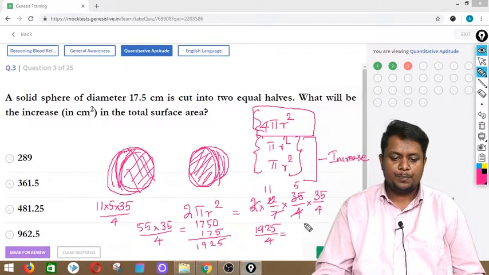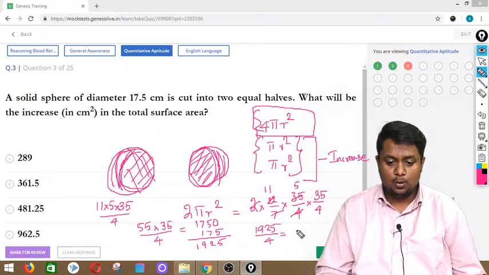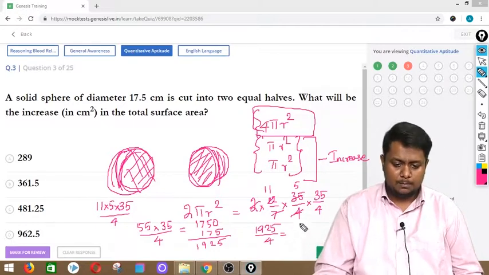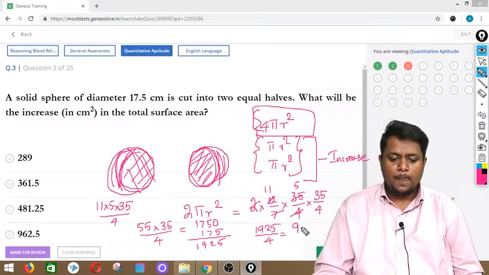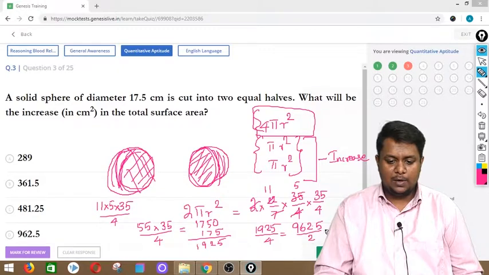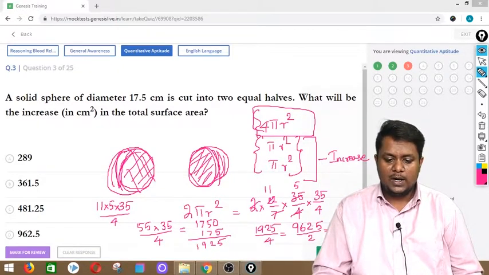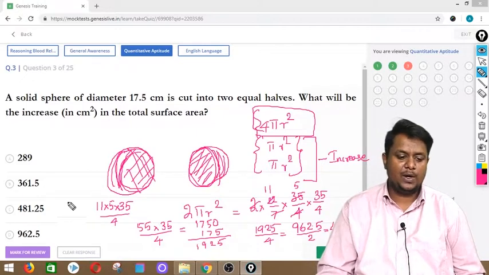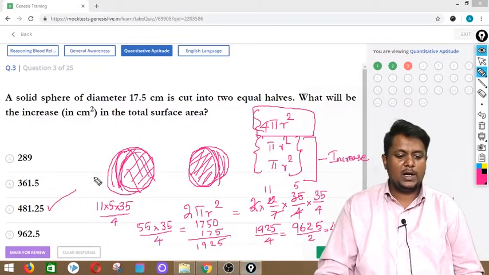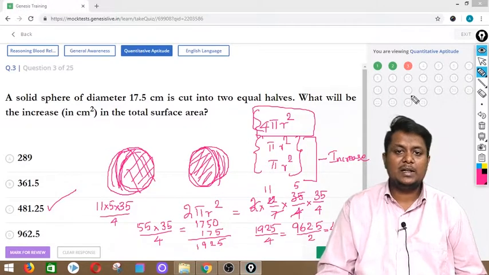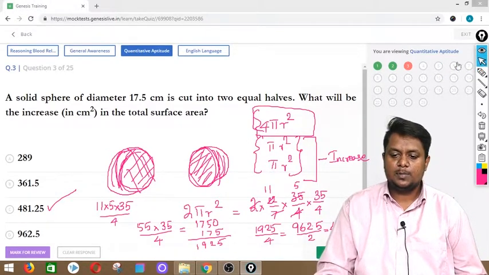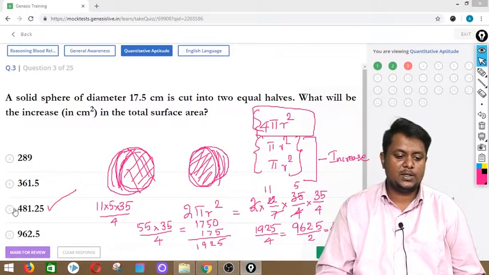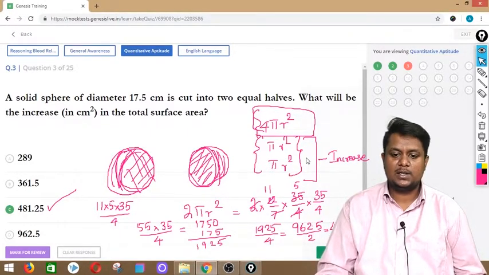1925 divided by 4. Let us first divide it by 2. We get 962.5. Again we have to divide it by 2. We will get 481.25. So like this we can do the calculation when we don't have a calculator. 481.25 should be the answer. That is the increase in area once we cut the sphere into two equal hemispheres. So we will mark option C as the right answer.